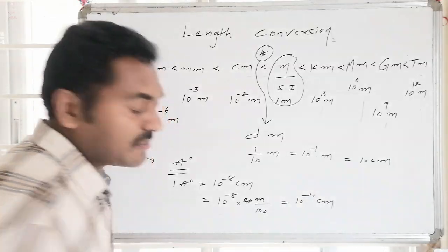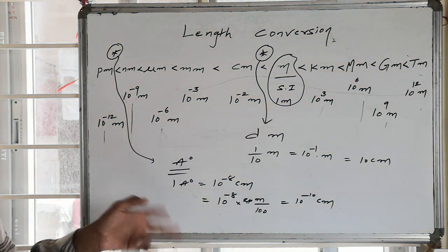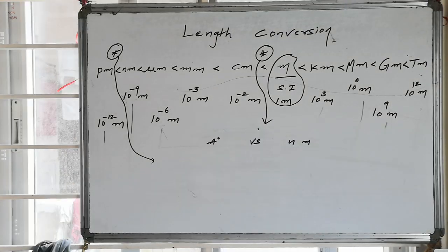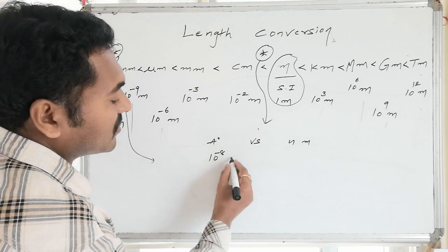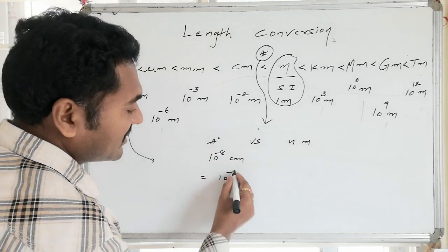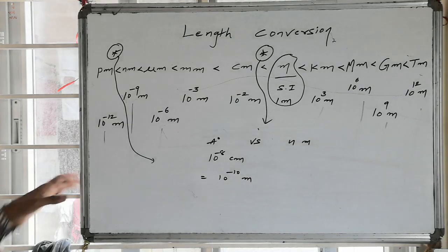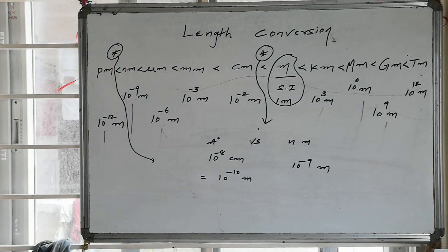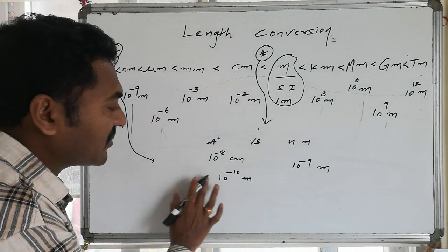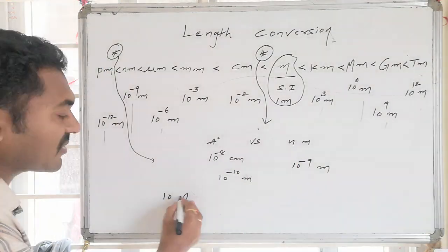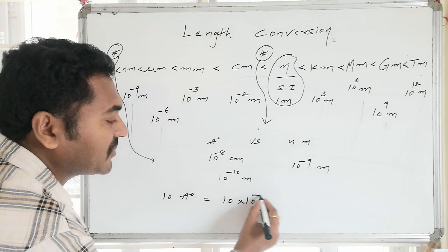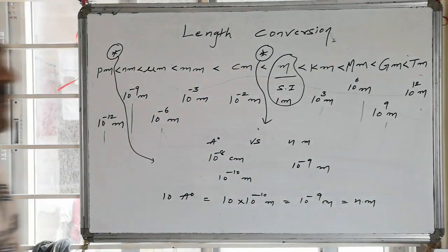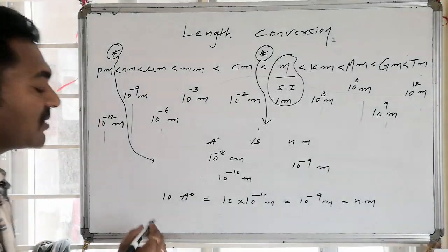Now, if I write the relation between the Angstrom unit and the nanometer, and express it in terms of meters, how does it appear? Angstrom unit will become equal to 10 power minus 8 centimeters. If I write this in terms of meters, that is 10 power minus 10 meters, and nanometer will become equal to 10 power minus 9 meters. In order to convert Angstrom units to nanometers, we have to take 10 Angstrom units. 10 Angstrom units is equal to 10 into 10 power minus 10 meters, which becomes equal to 10 power minus 9 meters, which will become equal to 1 nanometer. So 10 Angstrom units will become equal to 1 nanometer.